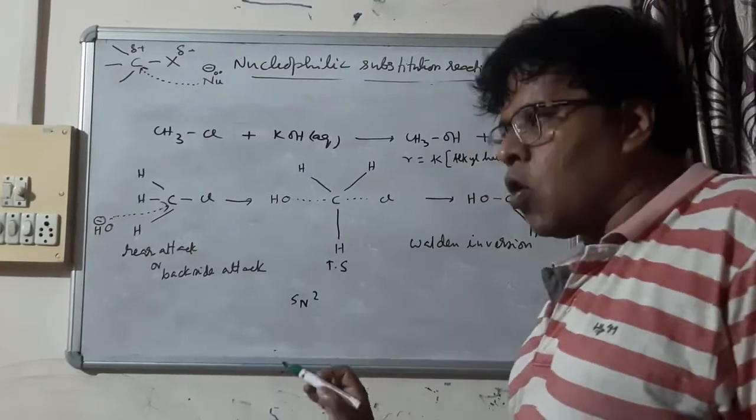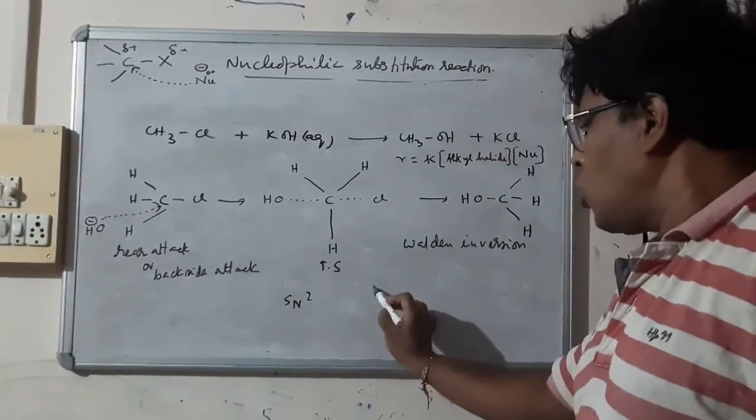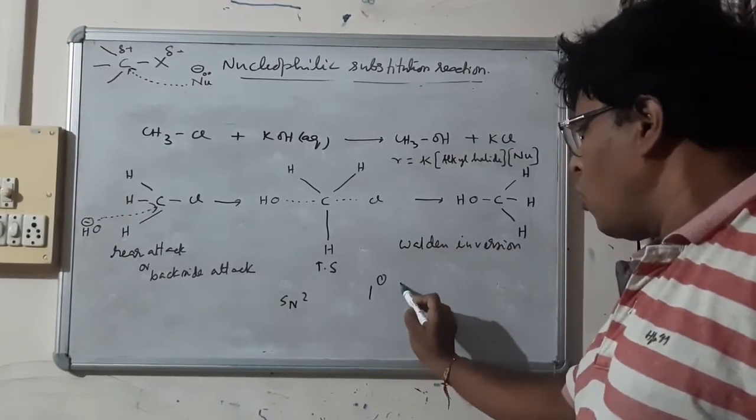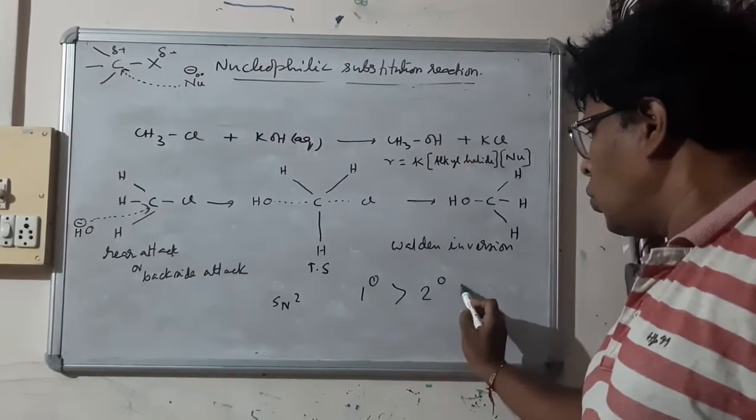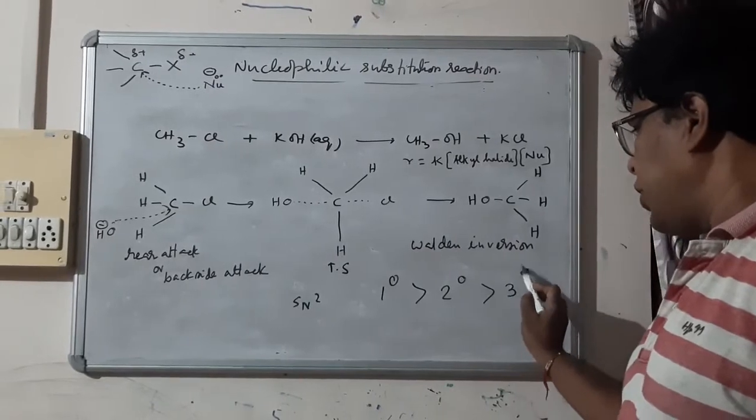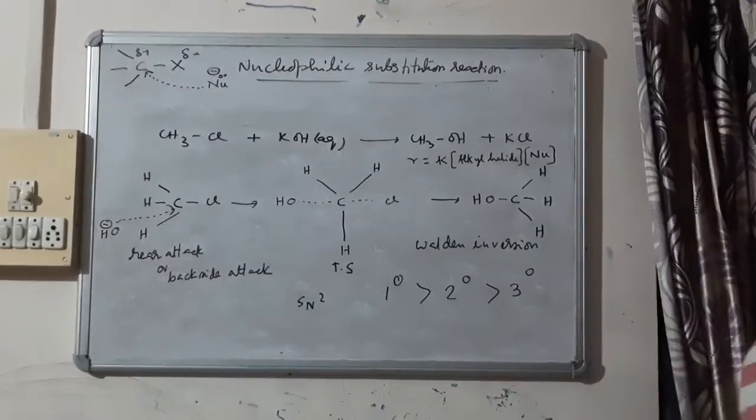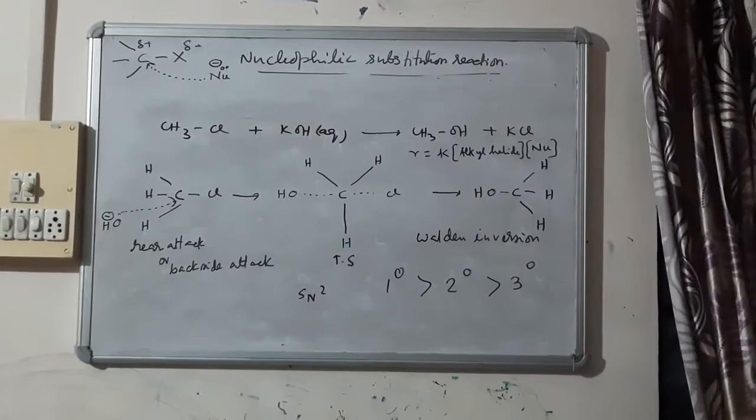Now, the reactivity order for the SN2 mechanism. It is found that 1 degree will be more reactive than 2 degree, and 2 degree will be more reactive than 3 degree. This you can easily understand.